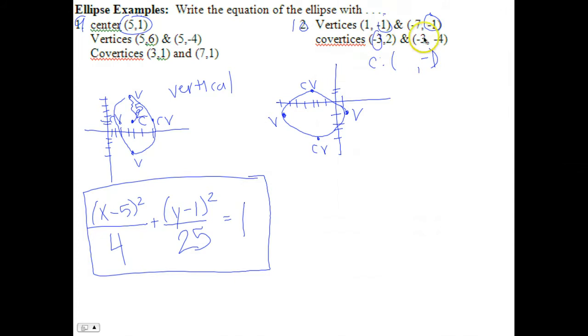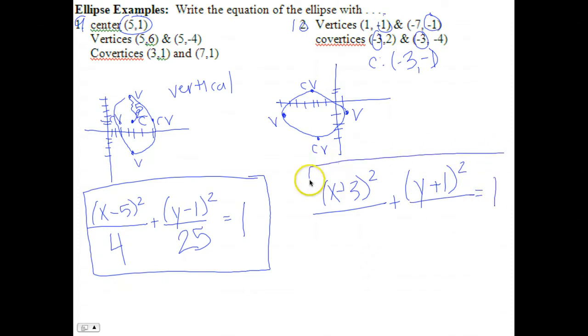Since the co-vertices have an x value of -3, that's the same, so will our center. So we can write this as (x + 3)² over some value plus (y + 1)² over some value, and it's going to always equal 1. So we have this information set. And if we want to go ahead and plot that center, we can.